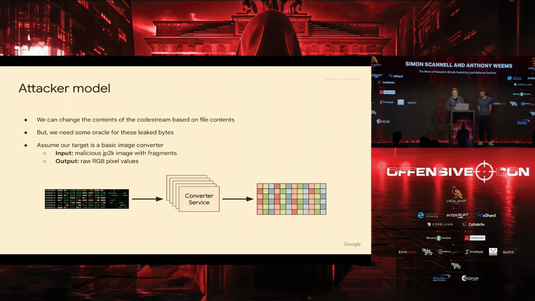And here are the assumptions we make about our target service. So assume it's a very basic image conversion service, it just takes in one JPEG 2000 file, and it outputs raw pixel data, just an array of RGB. The reason we made this assumption is, one, it was very similar to the service we were exploiting in production, but two, it's the simplest version of this. So we're stripping all metadata, we're just assuming all we get is RGBs. If it works in that, then we can probably extend the exploit to anything else.